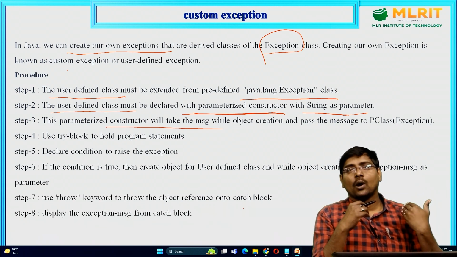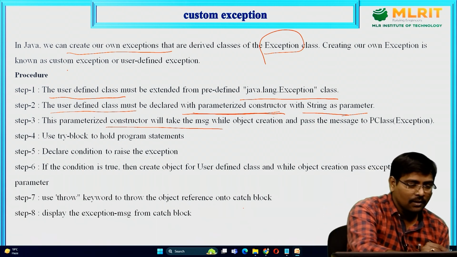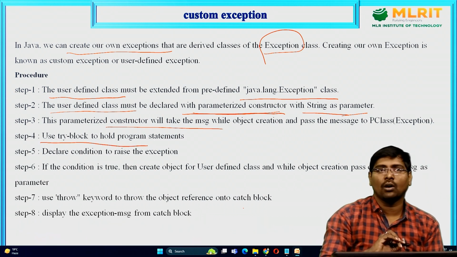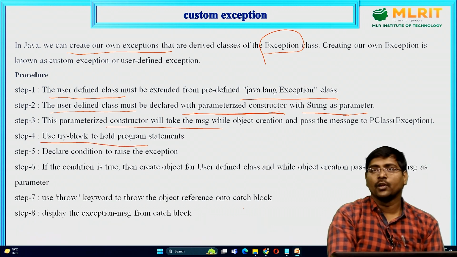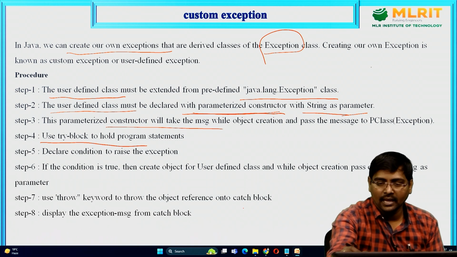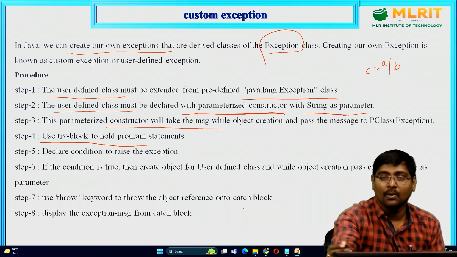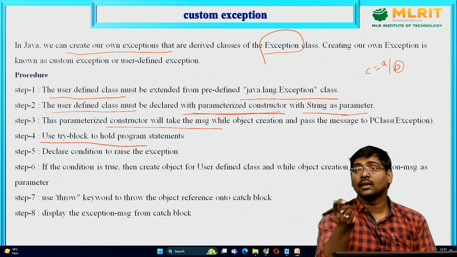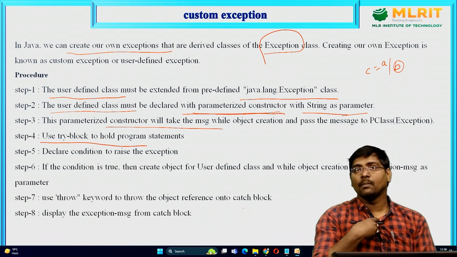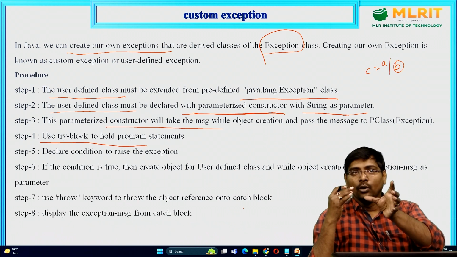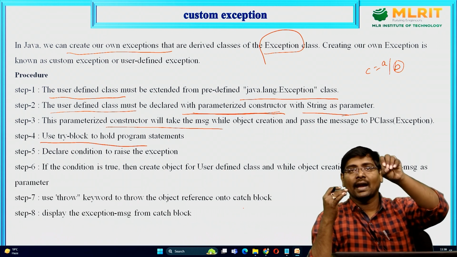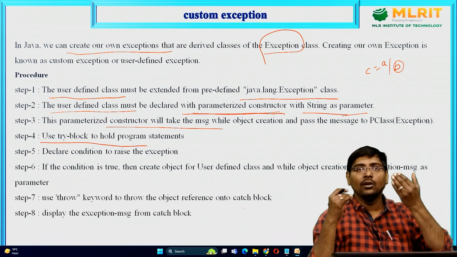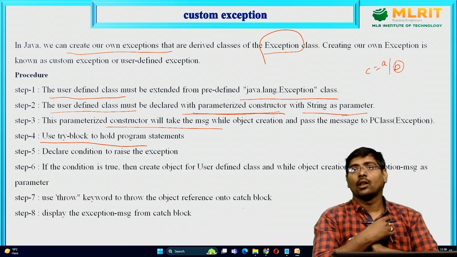Like this, you are writing your set of statements inside the try block, like C is equal to A by B. If B is equal to 0, then an exception is generated. That is also predefined. But here, for user defined, you need to set one condition. According to that condition, you are allowed to throw.